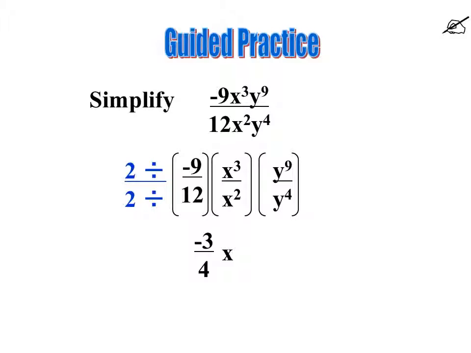Let's subtract my x's. X to the third minus x squared is just x. And y to the ninth minus y to the fourth is y to the fifth. Now, there is a mistake on this numerical fraction. We did not divide 9 by 2. We divided them both by 3.